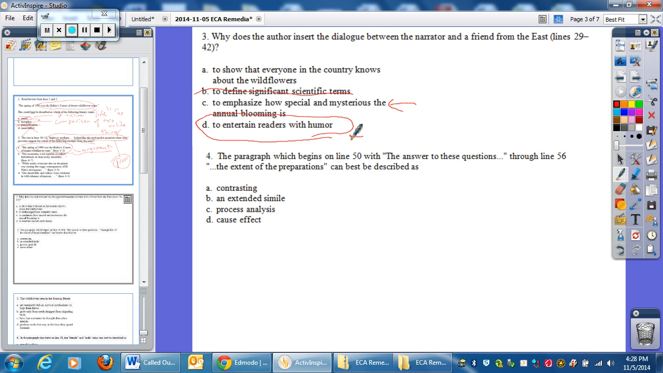ECA questions will have that kind of thing on it, so just fair warning. This, on the other hand, doesn't make any sense, so you can eliminate it then and there. This is an answer where you need to read that section in order to get it right. Which now brings us to the paragraph which begins on line 50 with the answer to these questions, extent of the preparations can best be described as. Okay? So, the answer to these questions on line 50 starts with, and I need to actually look at the text for this one.